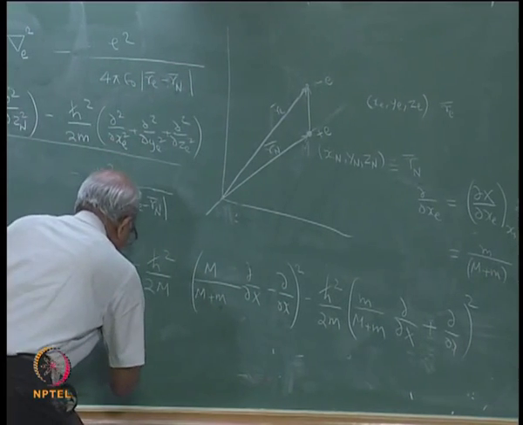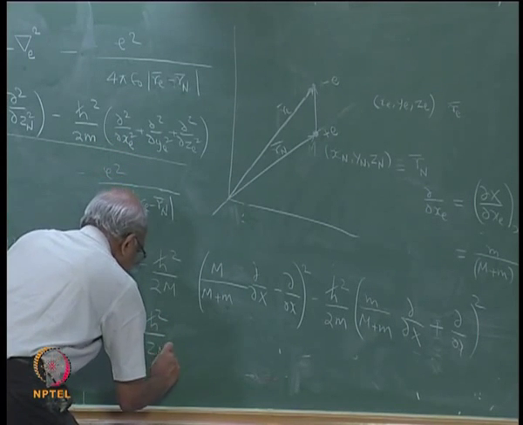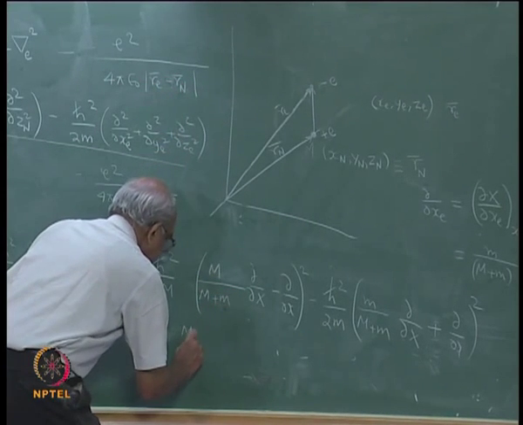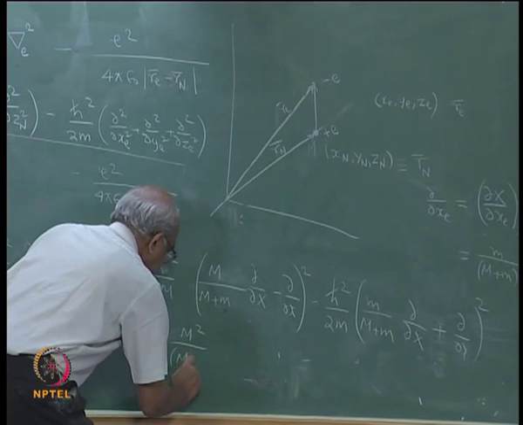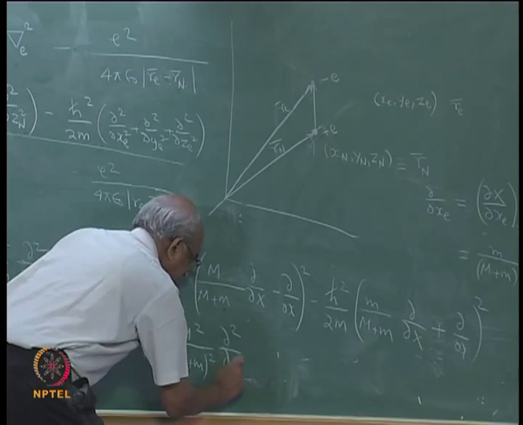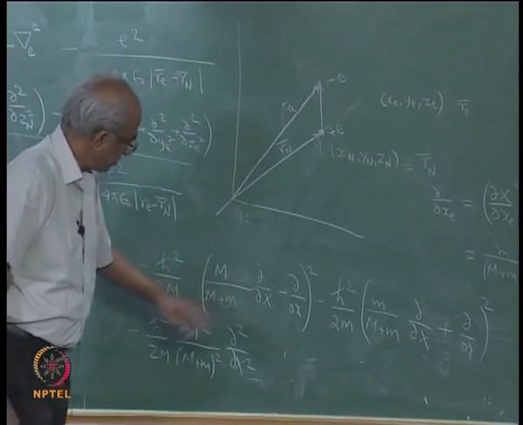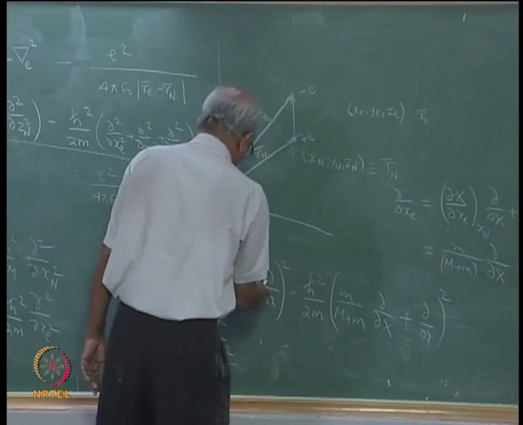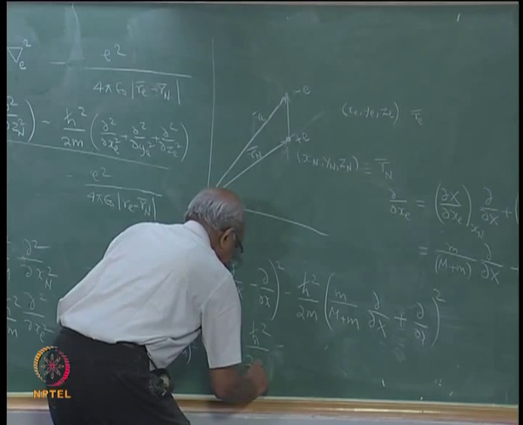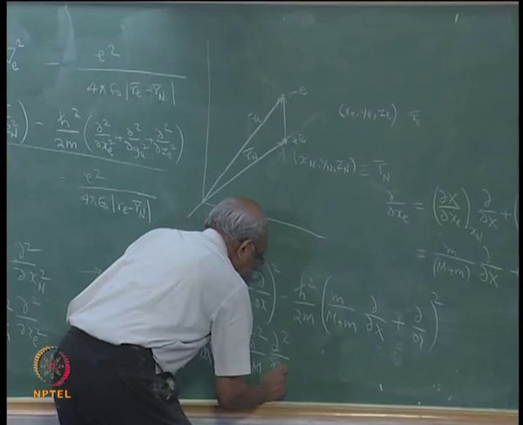It is going to be minus ħ² divided by 2m, square of this, if you evaluate, m² divided by (M + m) the whole square, ∂² upon ∂X². That is term number 1 coming from the square of this. Then coming from the square of that, you would have minus ħ² divided by 2m, ∂² upon ∂x².